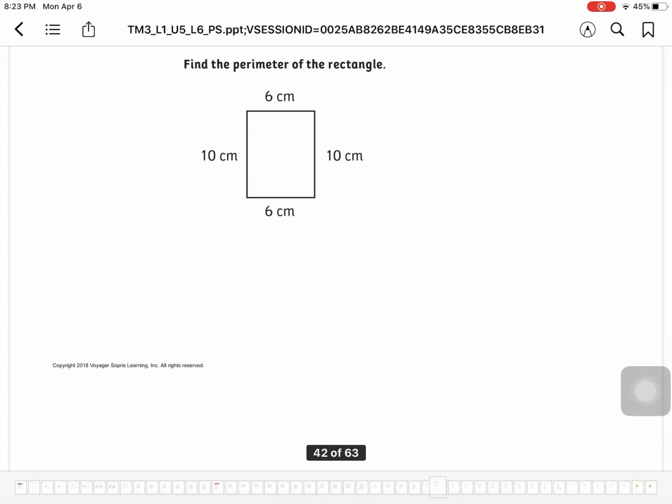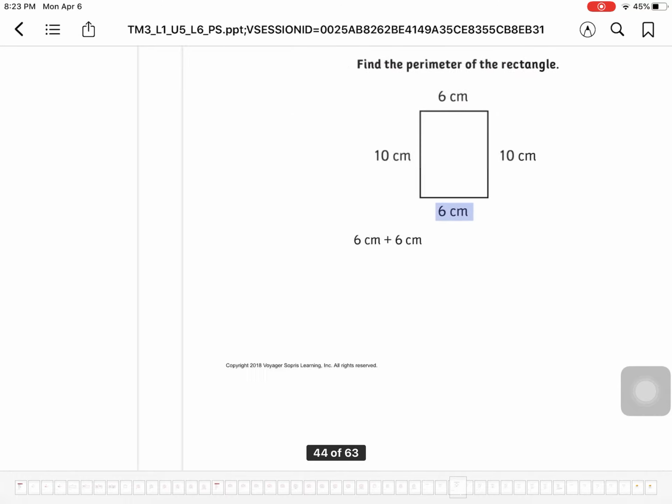Now, if I said, find the perimeter of this rectangle, I want you to pause this video, take a minute, and see if you can find the perimeter of this rectangle. I'm going to keep going, but for you to practice, you could pause and try to get it, okay?